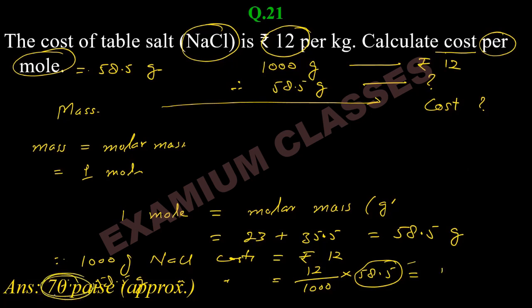Obviously, here you will get the answer in rupees; you will have to convert that into paisa if you want. Otherwise, you can just mention rupees 0.70. That is also acceptable because the question itself talks about rupees 12, so the answer in rupees is acceptable. Yes, your calculation was correct. I hope everyone is clear about it.